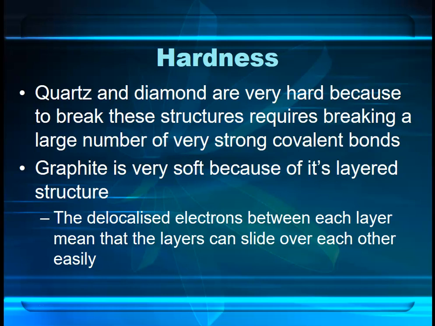which makes these things very hard. Graphite, on the other hand, is very soft because you have these layers and sheets. And because you've got these delocalized valence electrons between the layers, it allows each layer to slide over each other, which allows graphite to be very soft. You can't break the particles within the sheets apart, but because the sheets are separated from each other, they do slide over each other, so that provides that property.